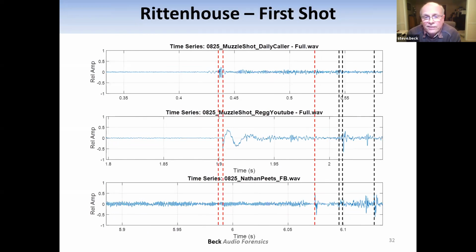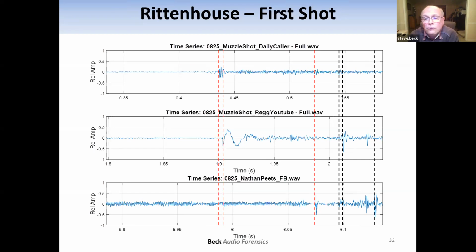Then I went and I looked at that first shot, and the top plot there shows that first shot from the Daily Caller. The middle one is from the Reg, and the bottom one is from the NP. And the first two plots are pretty close, but they're not exact. But that last one is really different. So at that point, I'm pretty sure that that first shot was fired from a very different location.